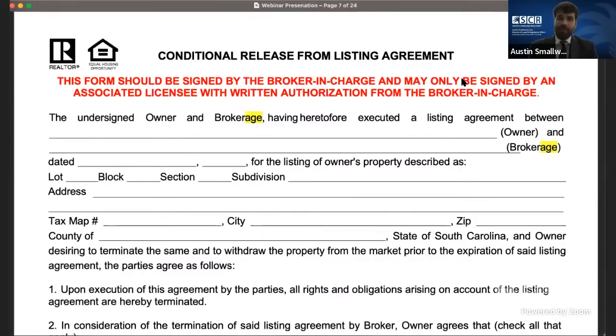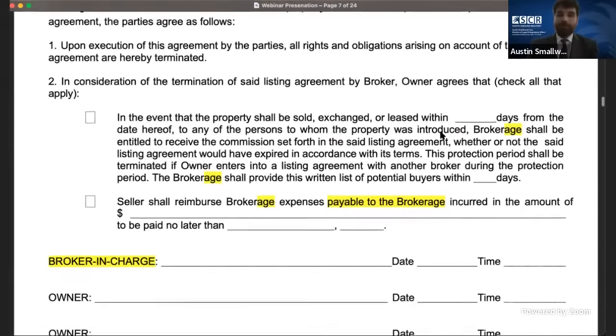So the default is this is going to be signed by the broker in charge, unless you have something in writing or office policy in which the broker in charge allows associated licensees to sign this form. The hotline would not recommend that as the course of action. Since the clients belong to the brokerage, this is a form that should be signed by the broker in charge. To signify that the client belongs to the brokerage, all the terms here, broker, have been changed to brokerage.